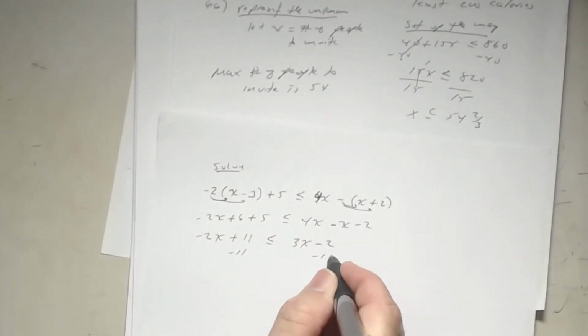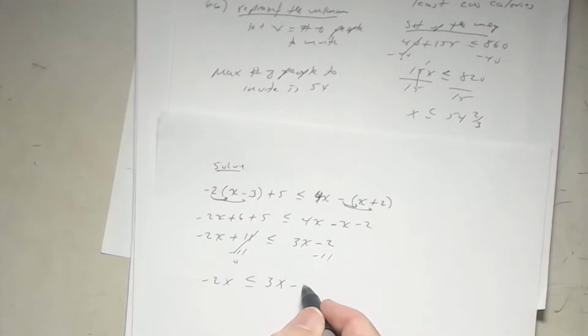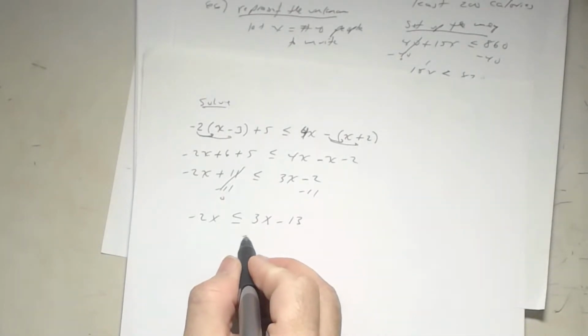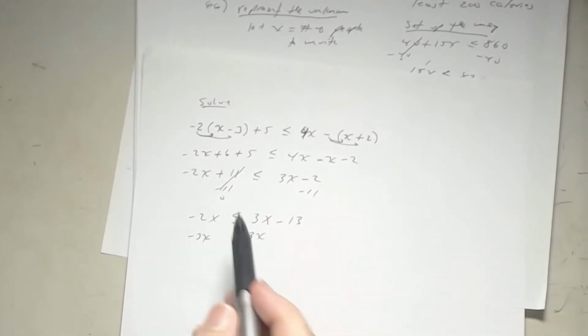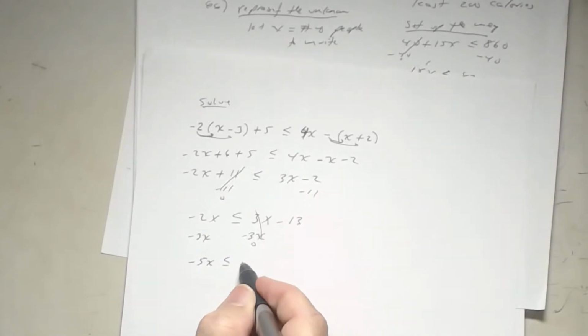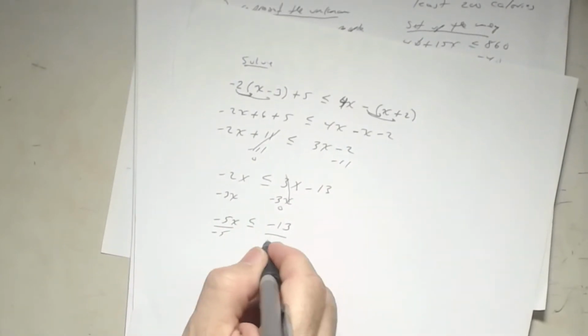What's the next step? Well, we already combined like terms, so there's nothing else to combine. So you want to bring the variables to the left, constants to the right. Okay, so I'm going to subtract 11. I get -2x is less than or equal to 3x minus 13. What's the next step? Then combine like terms. What's -2x and a -3x? Less than or equal to. What's the next step?